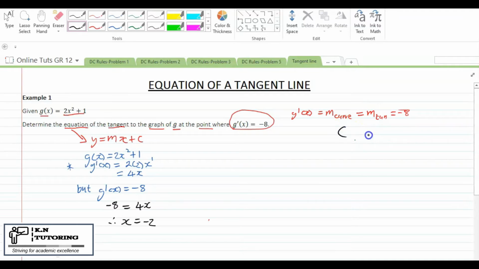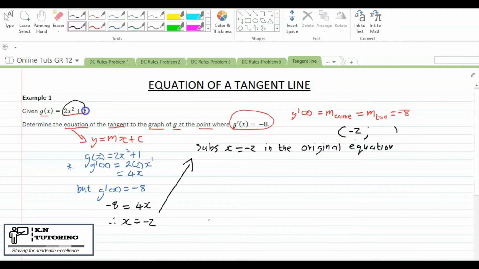So now I have, remember I'm looking for coordinates, I have that x as minus 2. Now I need to get the corresponding y value. Listen carefully, grade 12. When calculating the corresponding y value, and you must also note this, you substitute x, in this case x is minus 2, in the original. Which one is the original equation here? It's this. You don't substitute here at g prime x is equal to 4x. No, you substitute in the original equation.